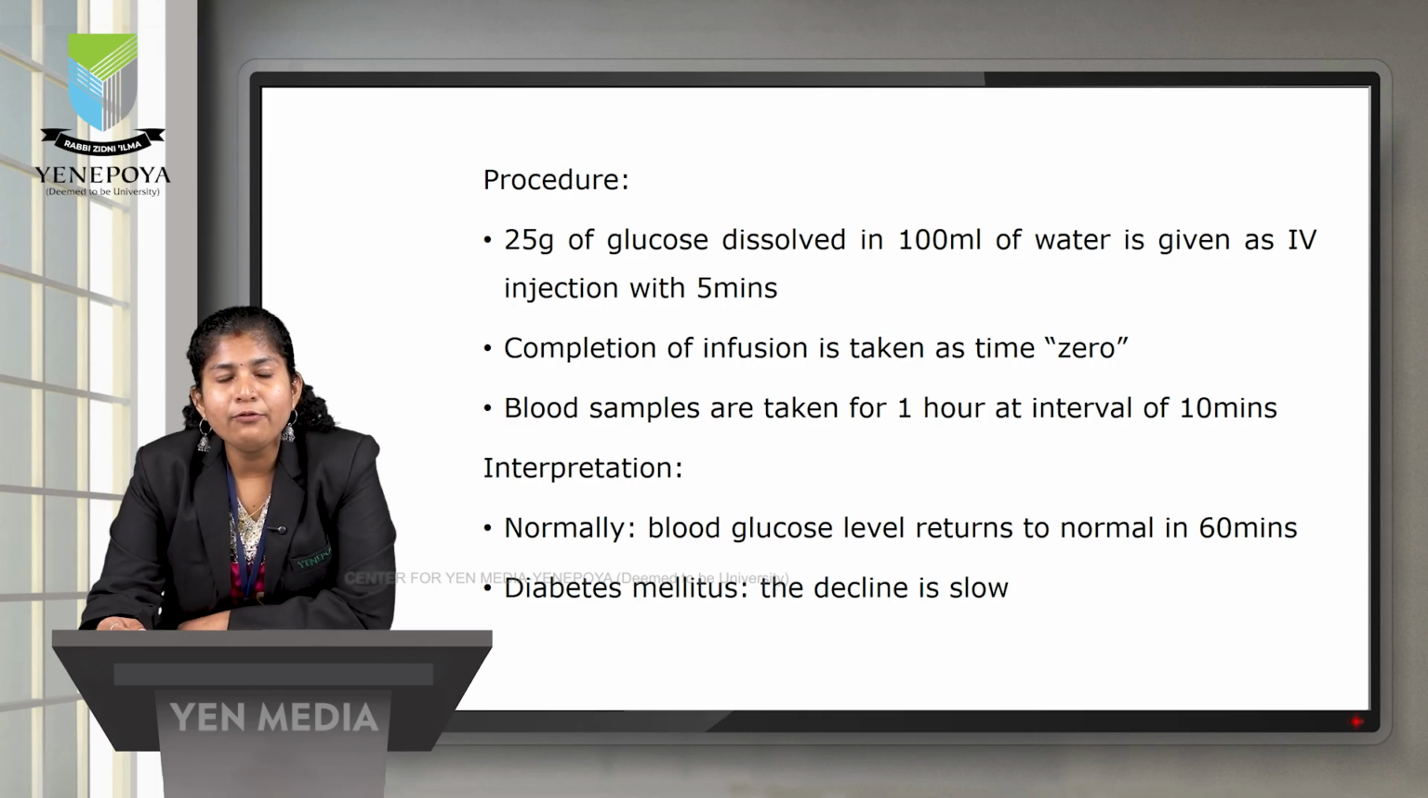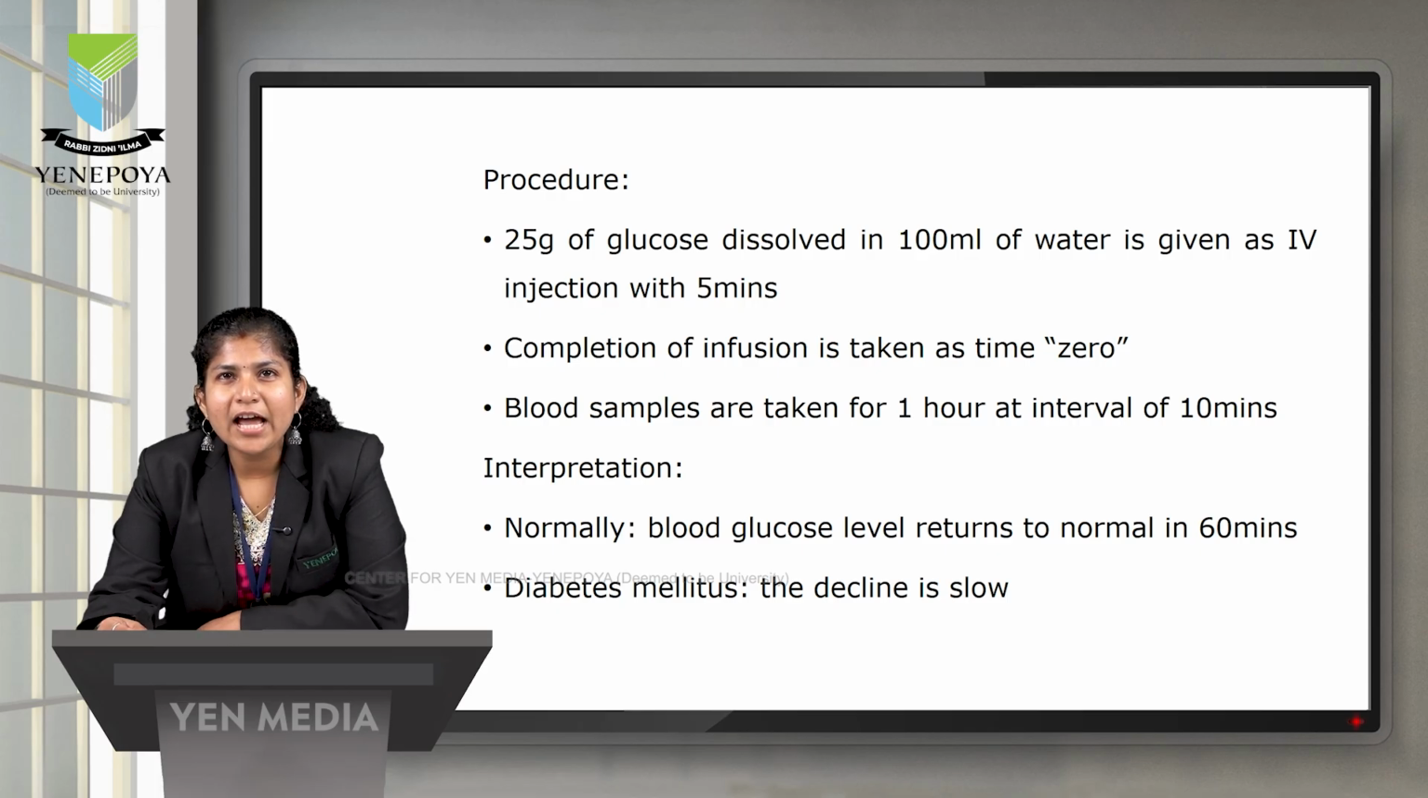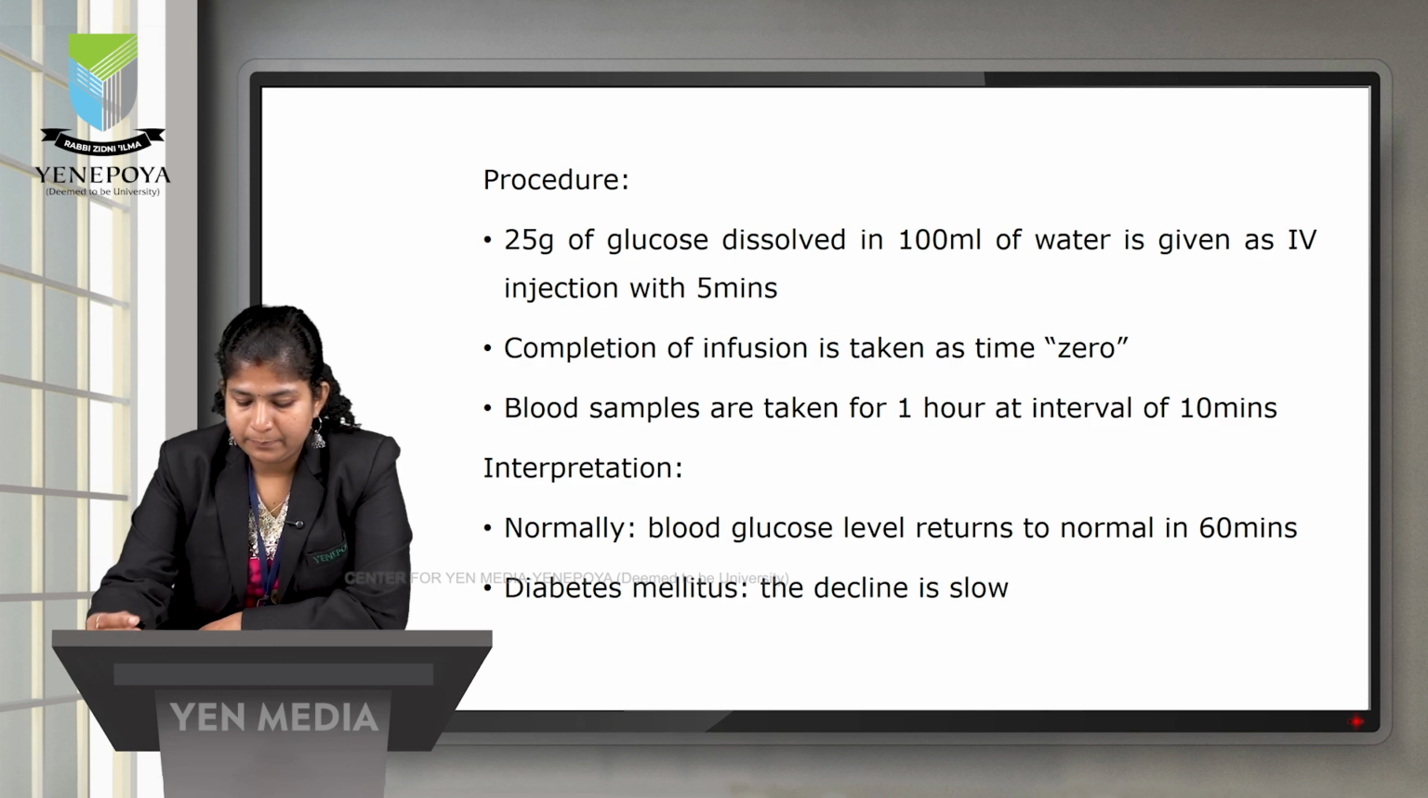Let's see the procedure of intravenous glucose tolerance test. Here 25 grams of glucose is dissolved in 100 ml of water and it is given as an IV injection. After completion of IV infusion, the timeline is taken as 0 and every 10 minutes for 1 hour a blood sample is collected. Next, we will see the interpretation. If the person is normal, blood glucose level should return to normal within 60 minutes. If the patient is diabetic, there will be a slow decline of blood glucose level.